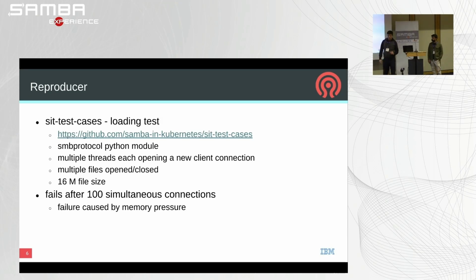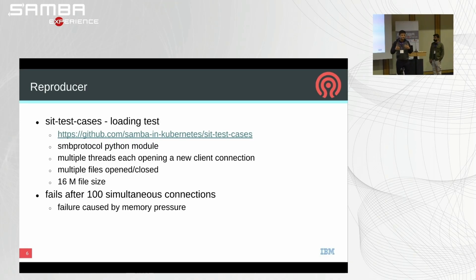To test this, we created a new load test. This is available under the SIT test cases repository. This is, again, part of the SIT testing framework, the Samba integrated testing framework, which Anup was talking about. We use a Python script to simulate a load on the machine. On the Samba server, we use the SMB protocol Python module. We create multiple threads, with each thread creating a new client connection with the Samba server.